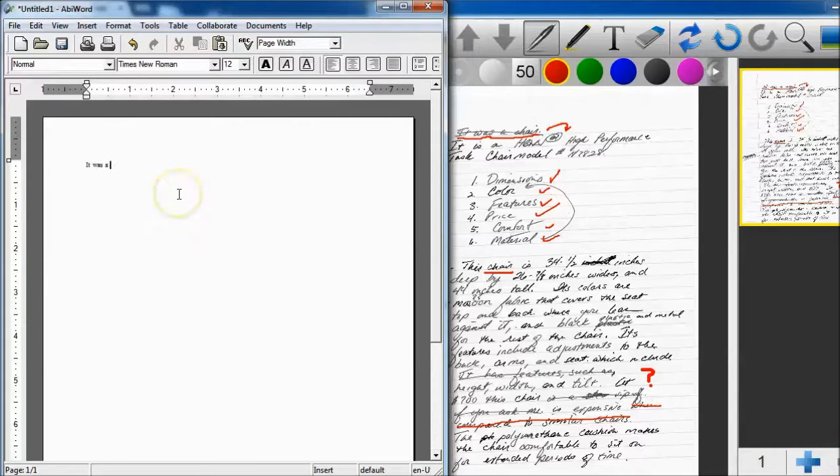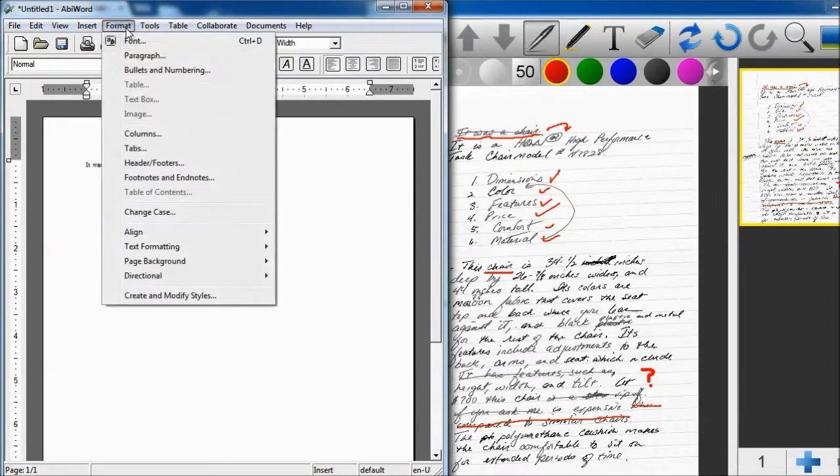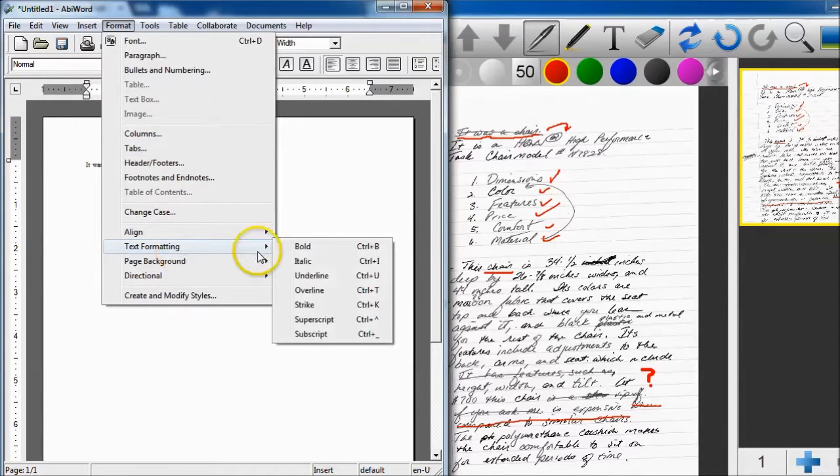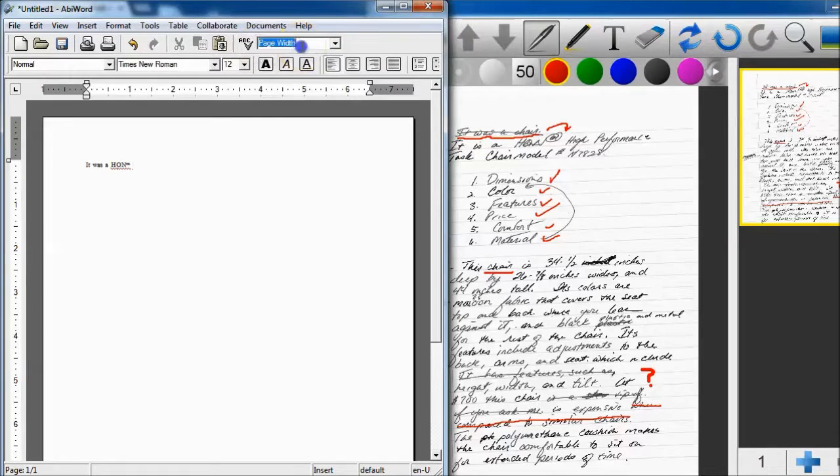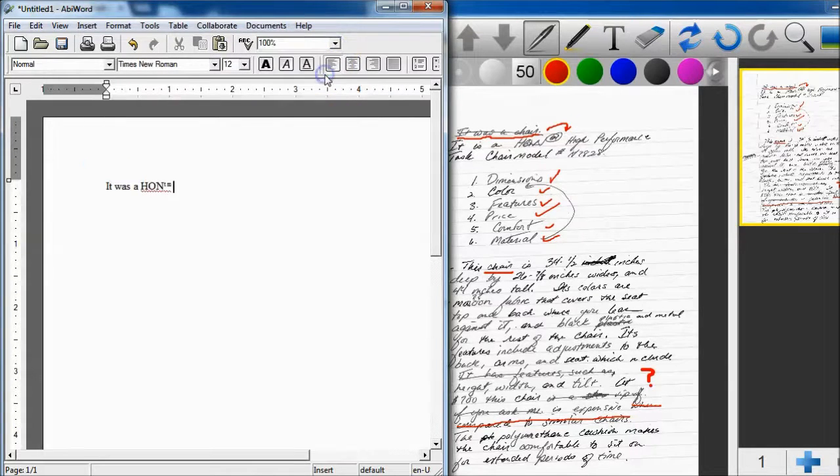It was a Han. I'm going to put the TM next to it, but I'm not going to superscript it yet. Superscript is where you take the TM and you raise it up. I can check that out to see what that is like. And there's superscript, so I just superscripted that trademark. We can zoom in here.